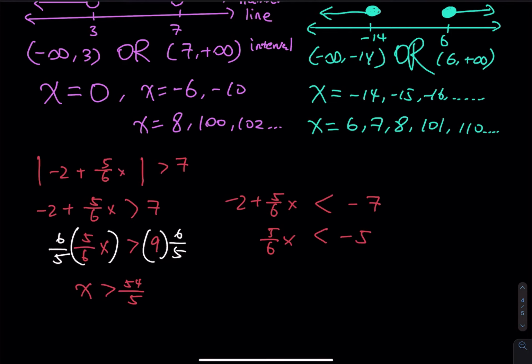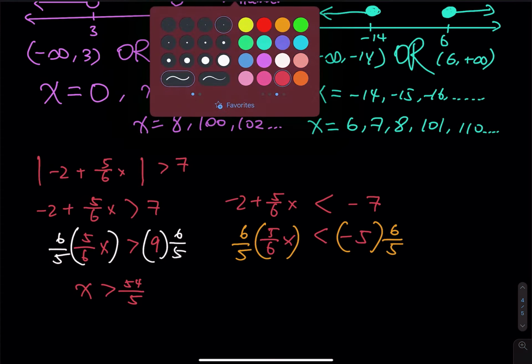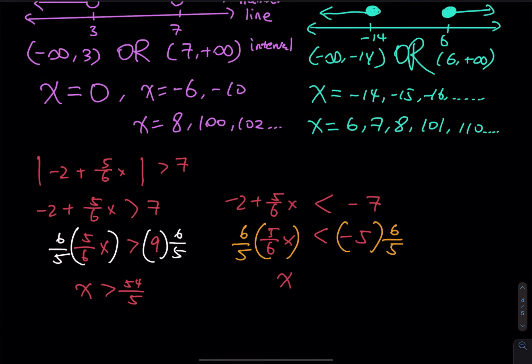And then this side you have 5 over 6x less than negative 7 plus 2. And then you multiply both sides by 6 over 5, the reciprocal of the coefficient. That is the only way to get rid of the 5 over 6. So we have x less than, oh, the 5 got cancelled, then you have a negative 6.